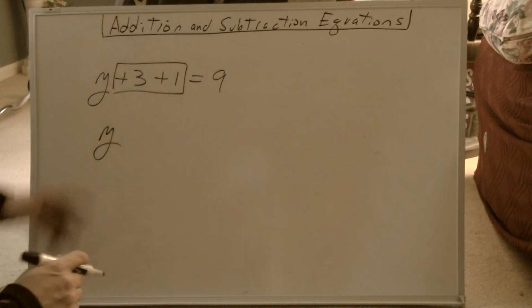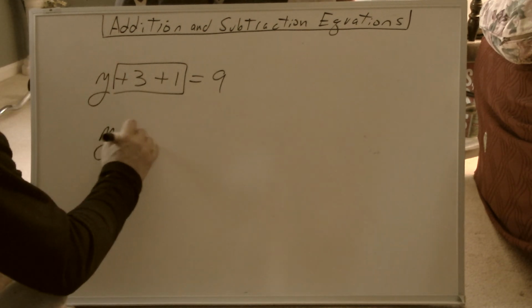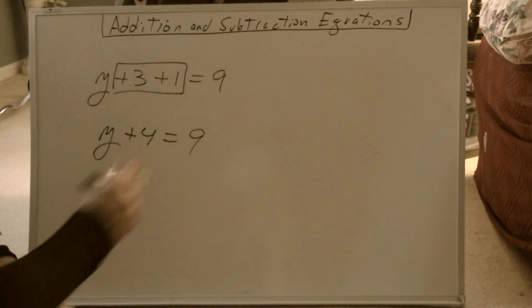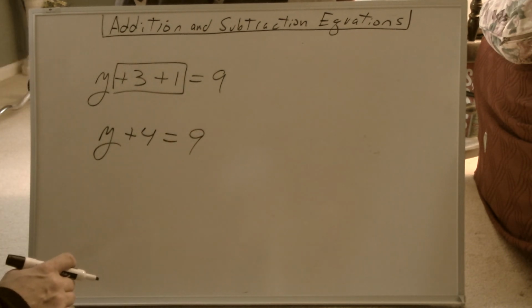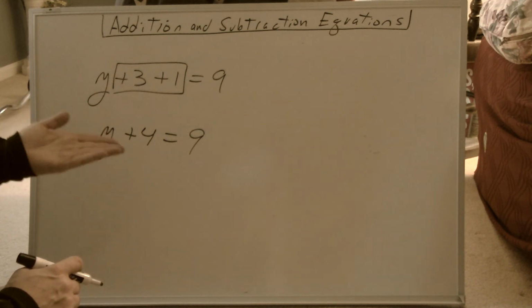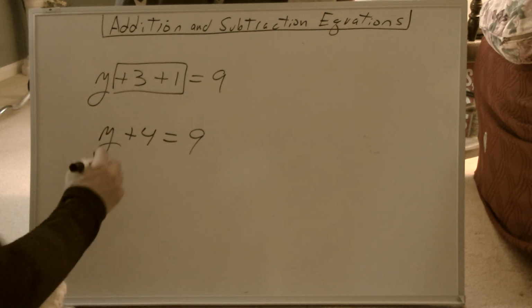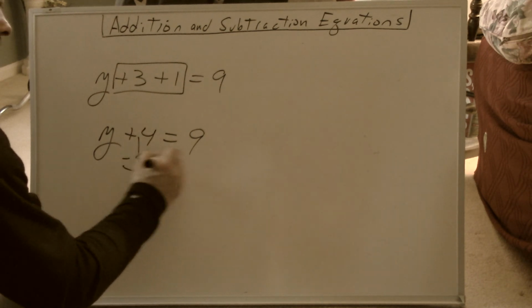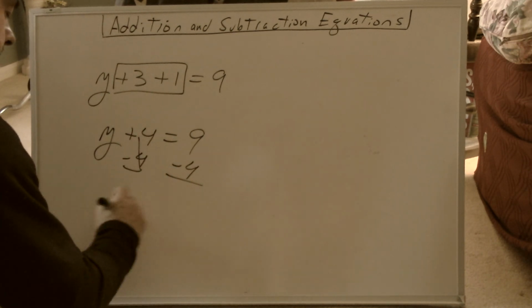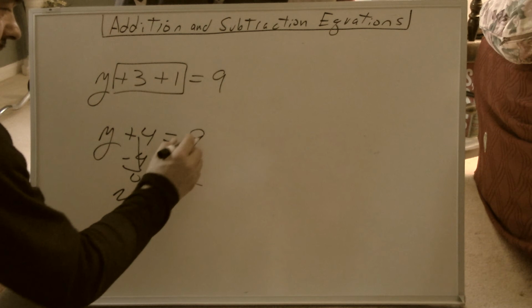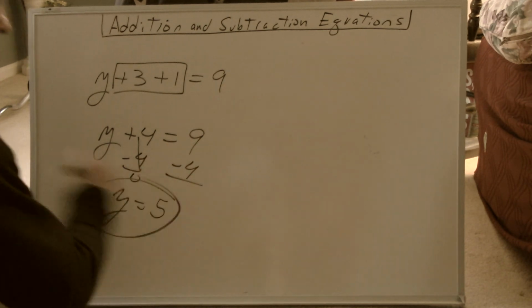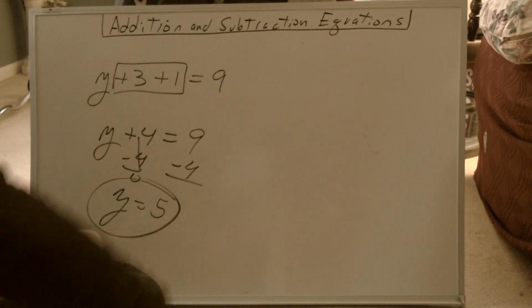Here's the y. 3 plus 1 is 4. There you go. Equals 9. Now you do the inverse operation to bring the 4 and the 9 together. Why? Because they're on different sides of the equal sign. Minus 4, minus 4. Well, that's 0, of course. 9 minus 4 is 5. Y equals 5. Let's see if it's true.